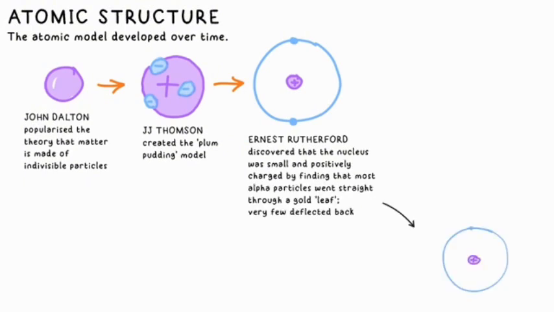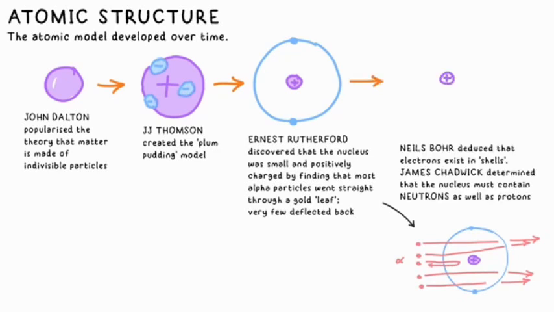He discovered this by finding that most alpha particles fired at a thin leaf of gold atoms went straight through, proving that atoms must be mostly empty space. Niels Bohr later discovered that electrons exist in shells or orbitals. Then James Chadwick discovered that the nucleus must also contain some neutral charges. He called them neutrons, while the positive charges are called protons.